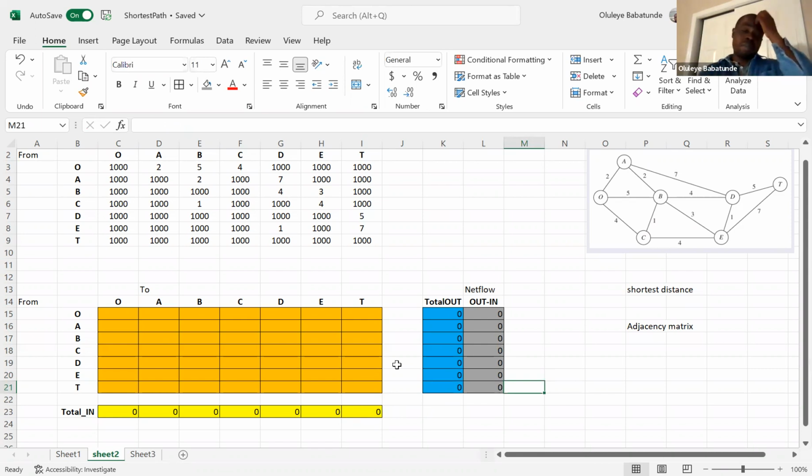Because of time, I'm just going to show you how you can do that in Excel. Any problem that you have, you can interpret it in the context of the problem. But if you follow this, it's going to work perfectly for any problem.